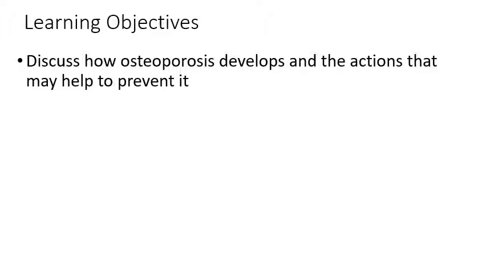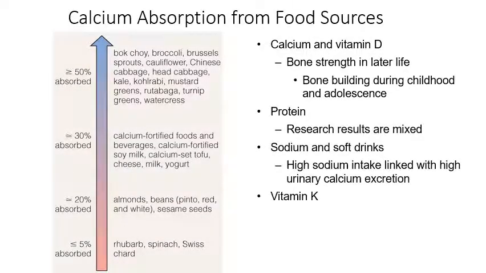Learning objectives. Discuss how osteoporosis develops and the actions that may help to prevent it. Calcium absorption from food sources. Calcium and vitamin D are important for bone strength in later life, so you want to take care of yourself. Bone building happens during childhood and adolescence, so that's when you really need to make sure you have a good amount of calcium. Protein, research results are mixed.